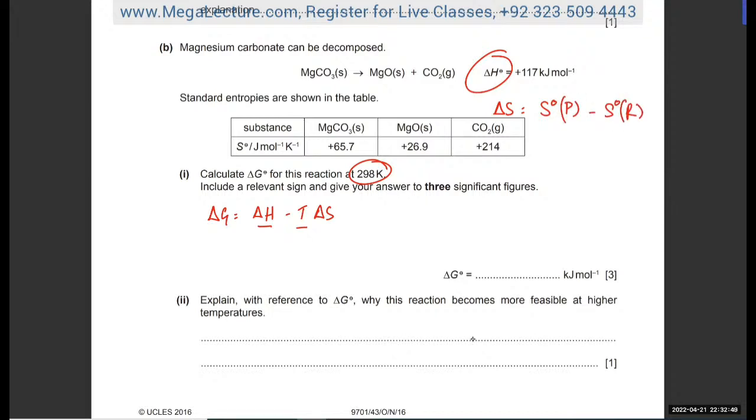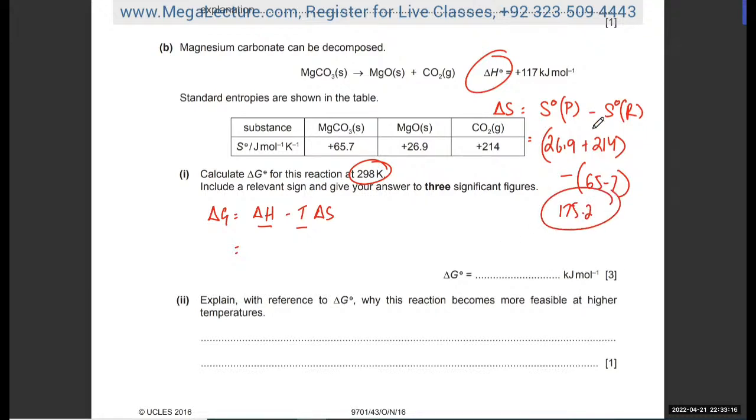So somebody should do this pretty quickly. What are your products? These are your 2 products, so it's this and this. So 26.9 plus 214, minus the MgCO3, which is 65.7. What do you get? 175.2. So we're getting 175.2.